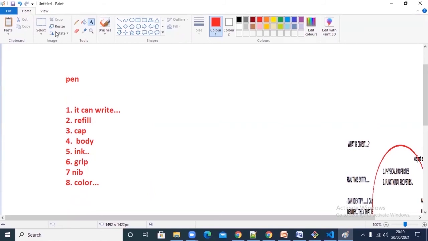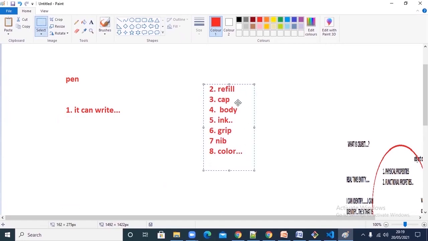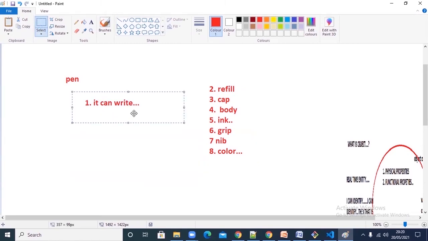So all these are physical properties, correct? Refill, cap, body. Physical property means I can see, I can touch. I can physically see them. Again, they are all objects only, because a refill means what again? A separate object, that again has physical property and functional property, nothing else, right? That's a different story anyway. So they are all physical properties, and if you see here, it can write.